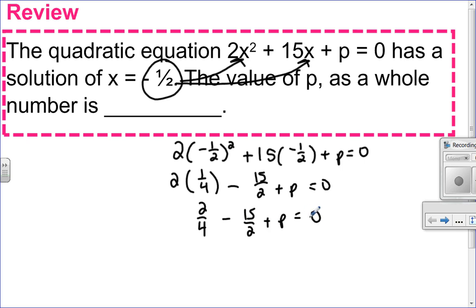And just to make it a little easier, I'm going to put 2 quarters in lowest terms, which is really a half, because now we have a common denominator. So a half take away 15 over 2 is negative 14 over 2, plus p equals 0. Now negative 14 over 2 is really negative 7. So I will add 7 to both sides, and I get that p has a value of 7. So that would be the answer to this question. A little bit of a twist on solution to a quadratic.